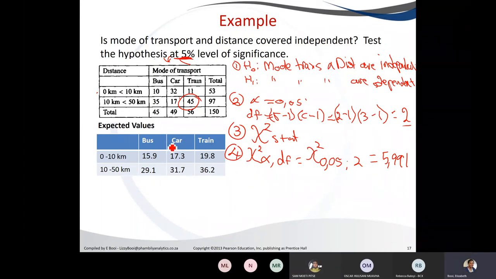Okay, so number five. We need to calculate the test statistic. So here I expect everybody to work as well. So step number five, we're going to calculate our chi-squared test, which is the sum of your observed value minus your expected value squared divided by your expected value. I'm going to complete only one part. You're going to complete the rest and do all the calculations.